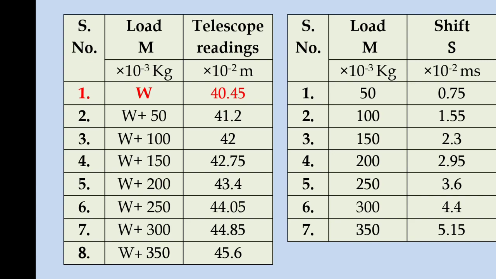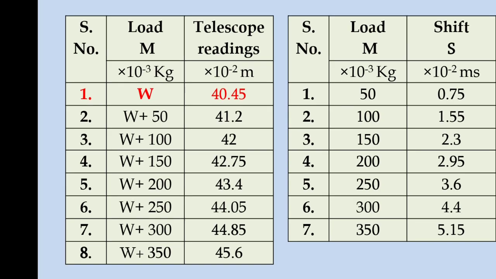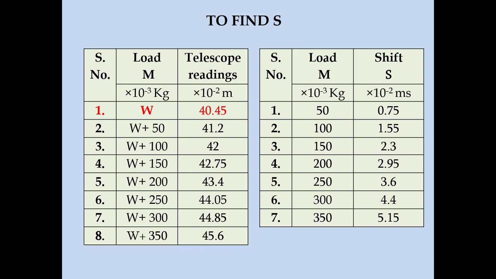For finding the shift for 350, we have to do W plus 350 minus the dead load W, which is highlighted in red color. So we get 45.6 minus 40.5 as 5.15. So we have the mass or the load and the corresponding shift for all these loads. Now let us draw a graph for these readings. For this, let us take a graph sheet like this and separate this graph sheet into two.